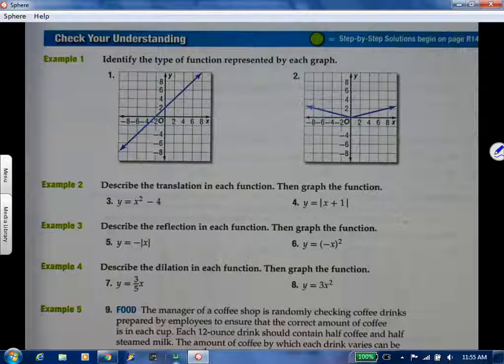And don't put the parabola as the name of the graph. Put the name of the function. So you want to write quadratic instead of parabola. Okay. That's the easy part.